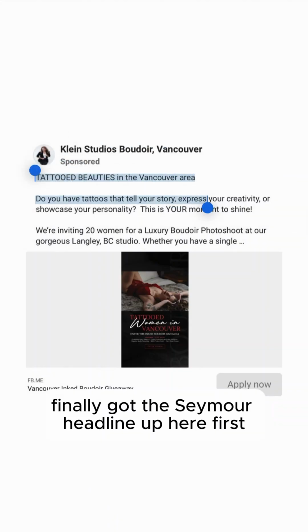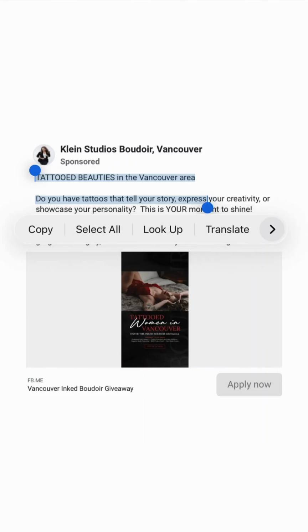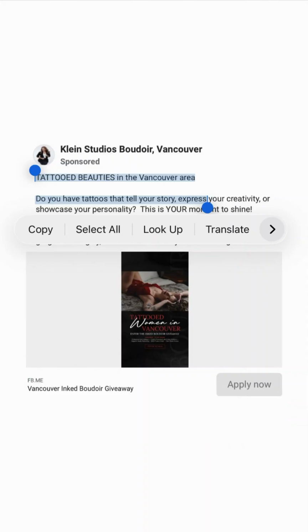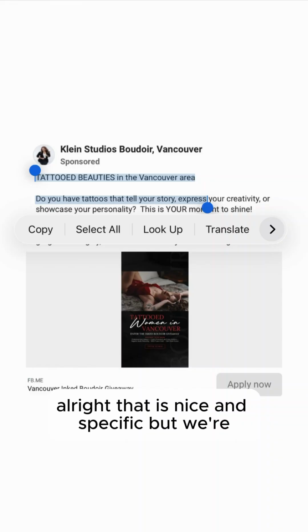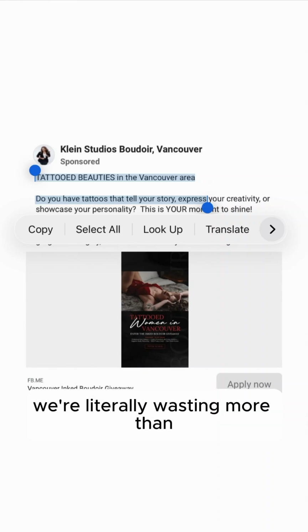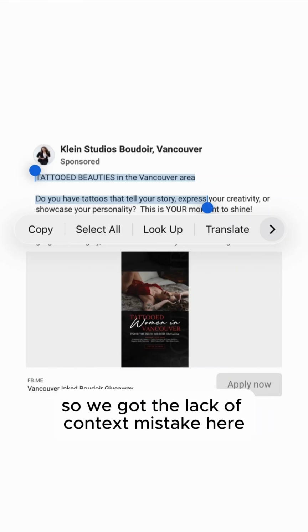Finally, we've got the see more headline up here. First 2 3/4 lines, Facebook mobile news feed. Tattooed beauties in the Vancouver area. Do you have tattoos that tell your story? All right, that is nice and specific, but we're literally wasting more than about half our space here because it's blank. So we have the lack of context mistake here.